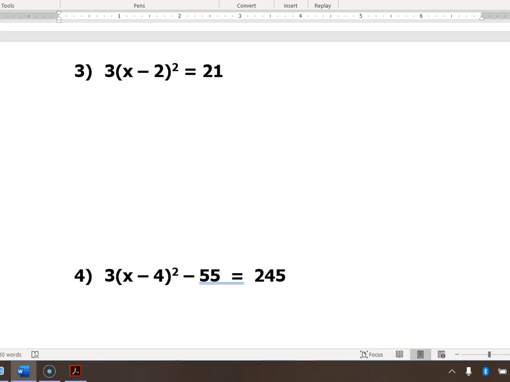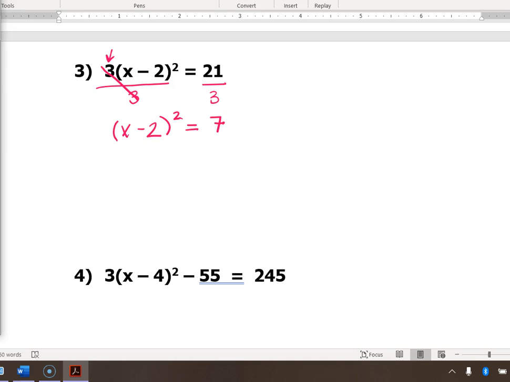So for me, to get what's being squared isolated, I need to get rid of the 3 out front. Since it's multiplying, I will divide both sides by 3. So I have my quantity of x minus 2 being squared. That's by itself. Okay, so I can cross those 3's out now. And 21 divided by 3 gives me 7. Well, now when I look here, I'm still seeing that I do have to take the square root, so that's what I'm going to do. Take the square root of both sides.